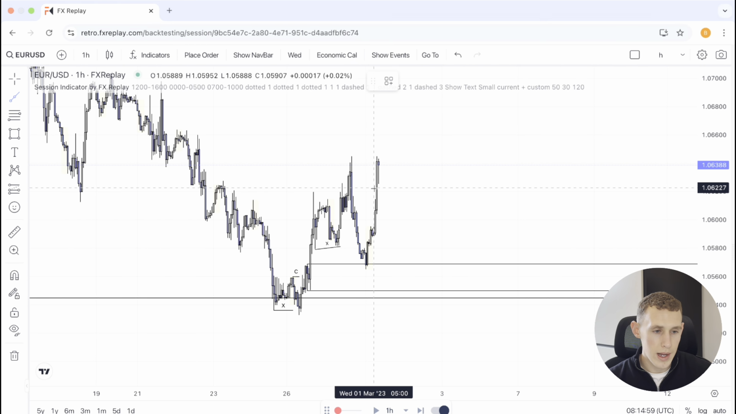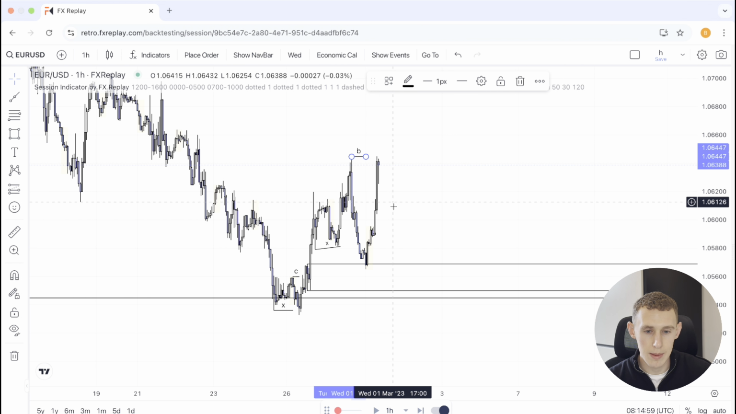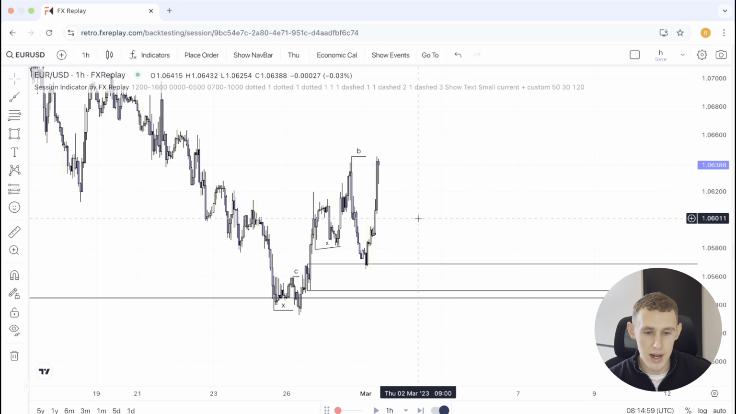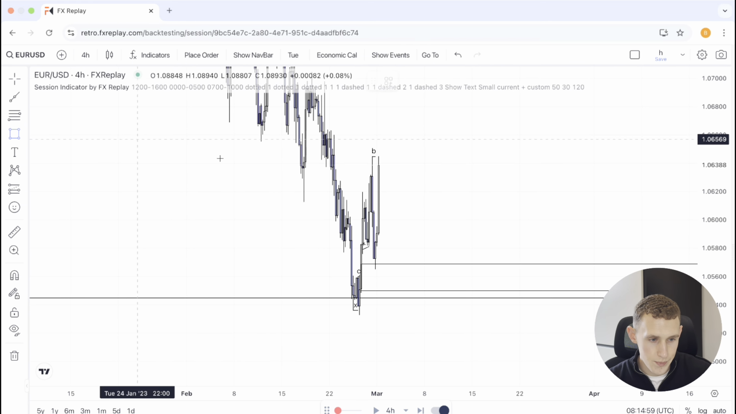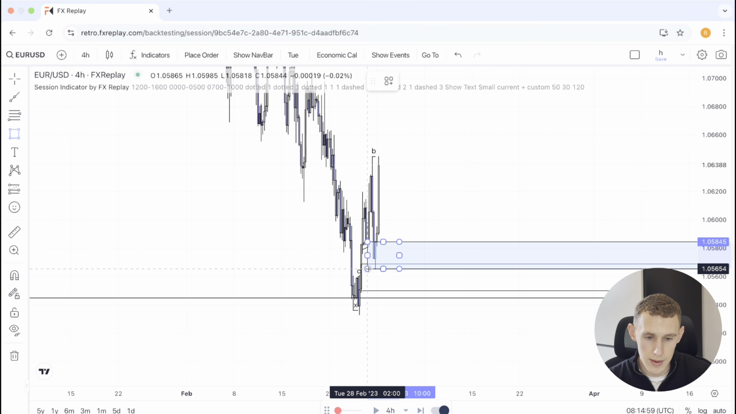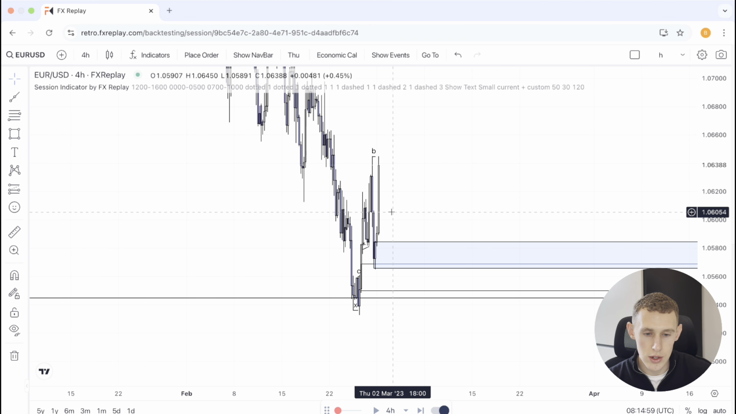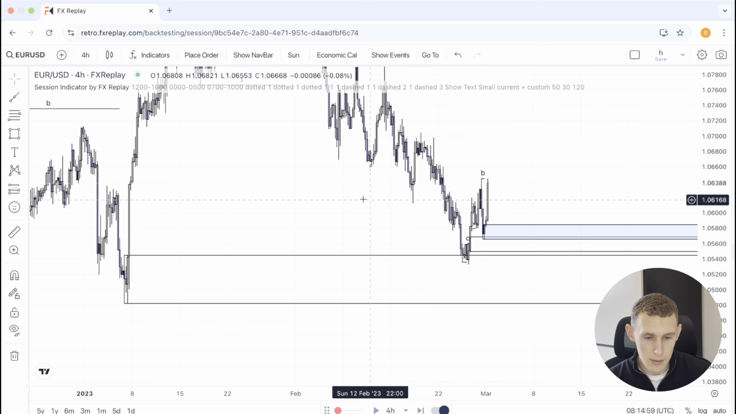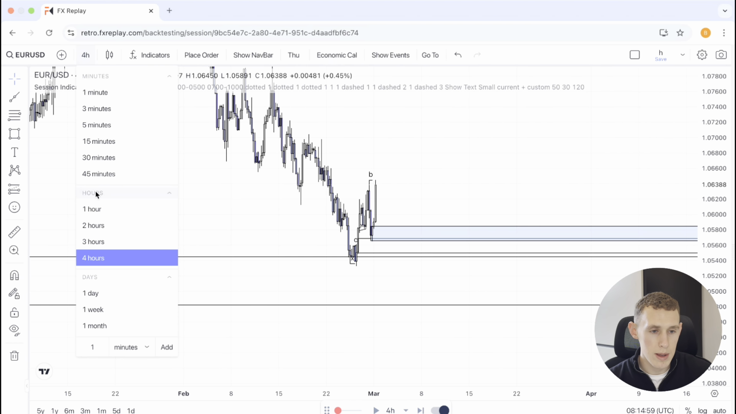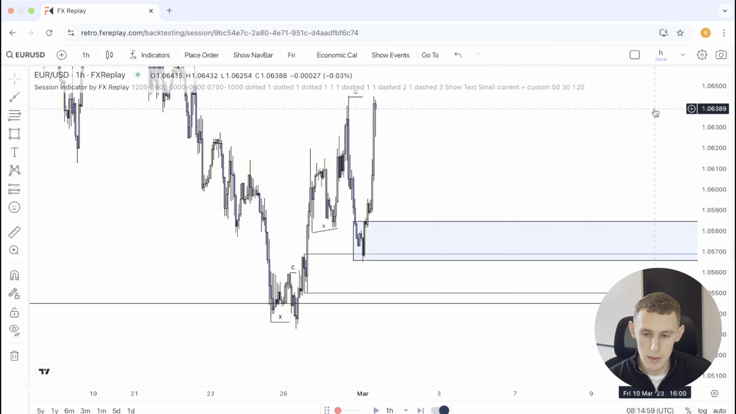So what I would look for now, we've kind of broken structure again. So I would look for a pullback somewhere into this range. Maybe if we go to the 4 hour, you have this sort of extreme demand. So extreme demand meaning the lowest one in the whole range. So if price comes into that area, I'll look for buys, or if it sweeps that area, that would also be valid for me.